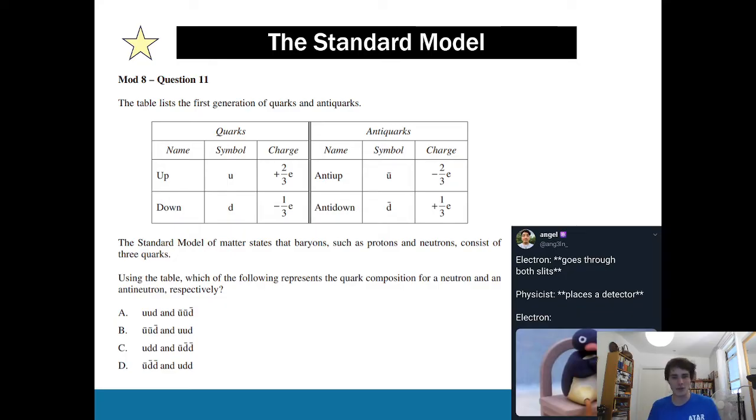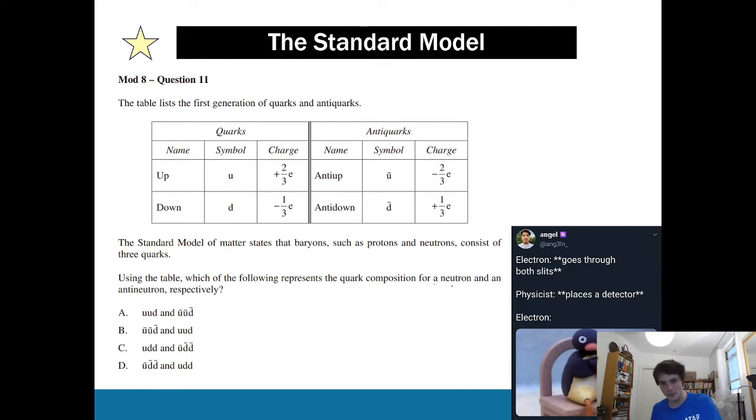Instead, they'll just give you the context there, and they expect you to understand what is a quark, what is an antiquark, and how those things work together. So the standard model states that baryons such as protons and neutrons consist of three quarks, and using the table we need to figure out which of the following represents the quark composition for a neutron and an antineutron respectively.